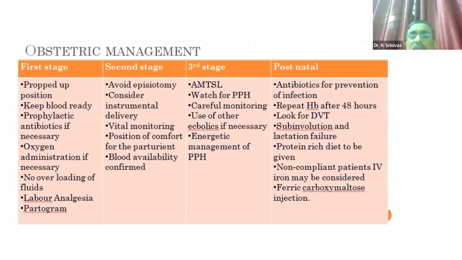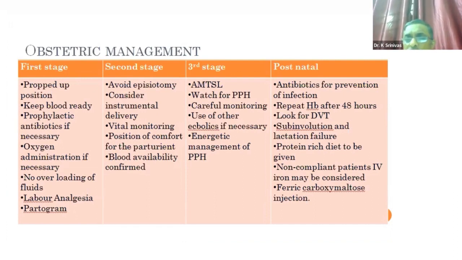Consider instrumental delivery in certain cases. Continue monitoring the pulse, BP and respiration. Give the position of comfort to the patient and always make blood available. Third stage, active management of the third stage. Keep a watch for PPH, and carefully monitor the use of other ecbolics like misoprostol or PGF2 alpha. Avoid methylergometrine. Energetic management of PPH if at all it occurs.